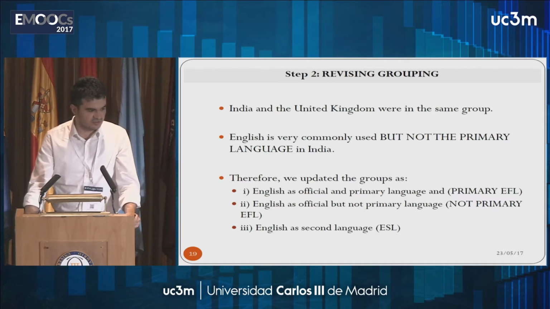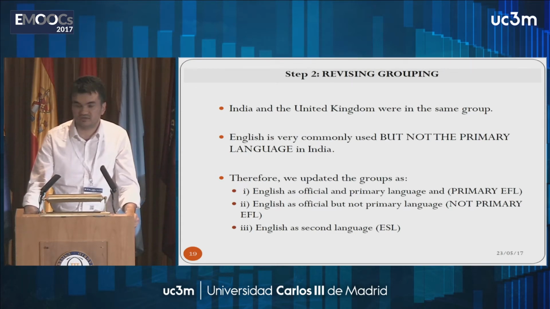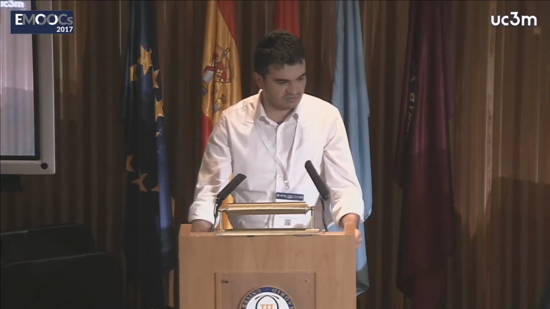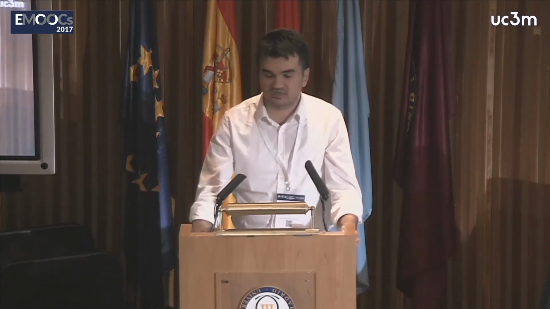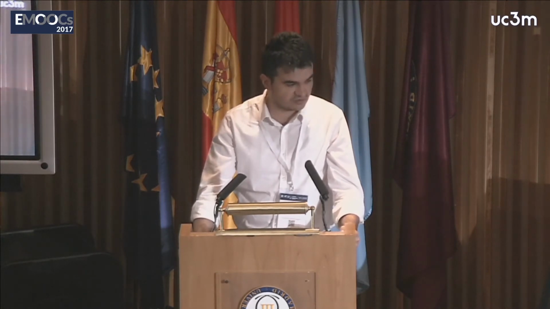How did we update our grouping? Why did we need it, actually? In our previous grouping method, United Kingdom and India were in the same group, but as you know, in United Kingdom many people speak English as a first and primary language, but in India it's an official language but not primary. So we increased the number of our groups to 3. First, English as a first and primary language. Second, English as a first but not primary language. And third, English as a second language users.